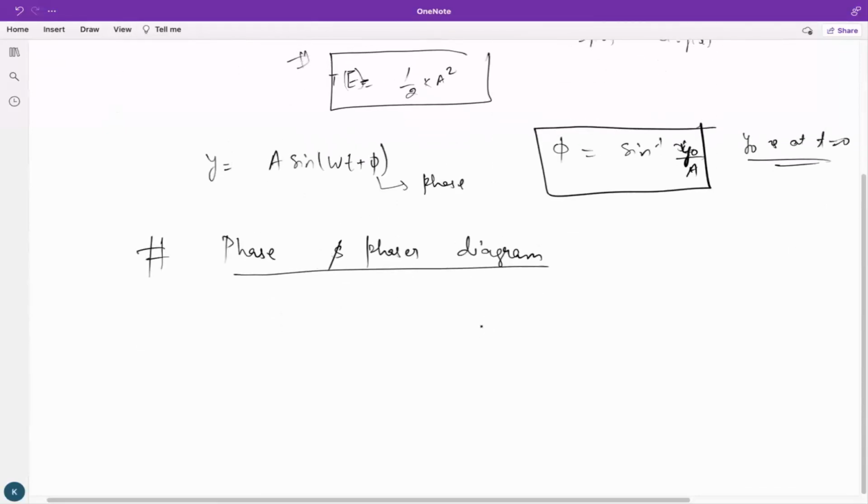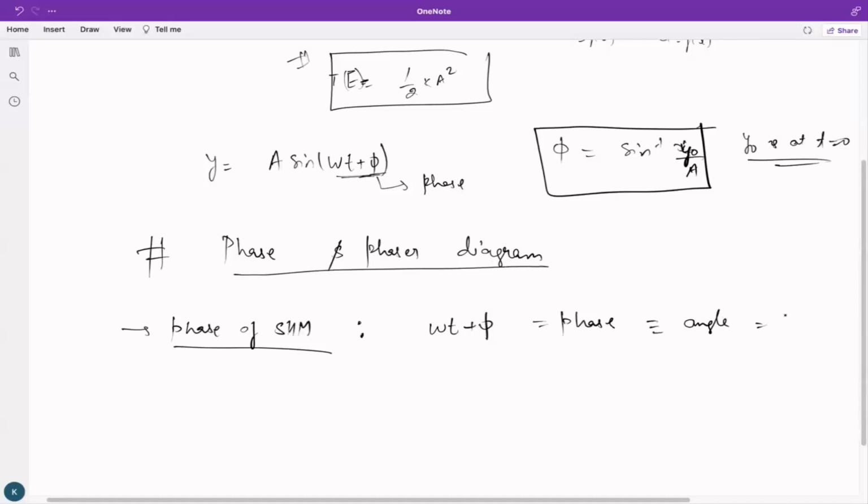Okay. So what is the phase of an SHM? Let me write it here. Phase of SHM: whenever we write the term omega t plus phi, omega t plus phi is called our phase, or it is simply an angle, so we can call it delta. Okay, we call it delta.